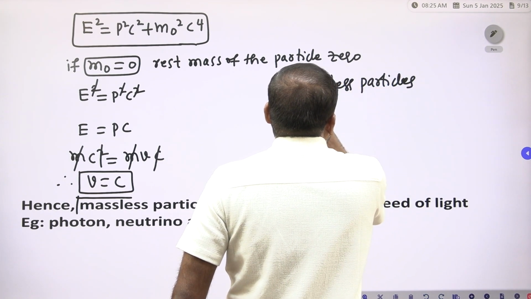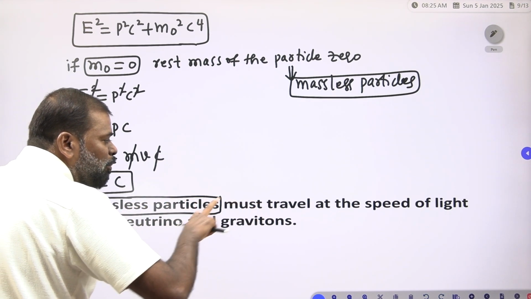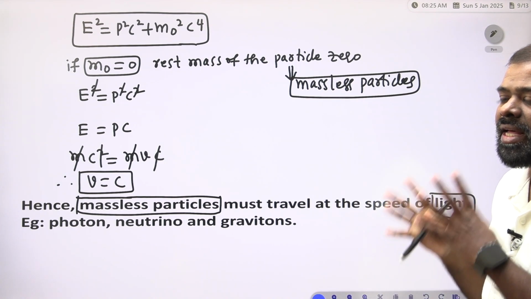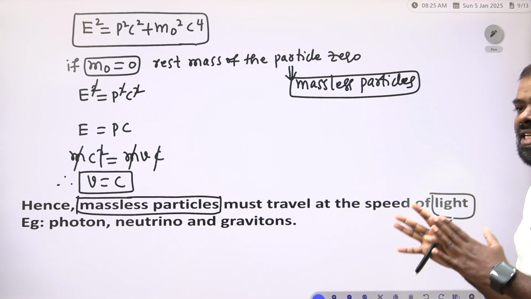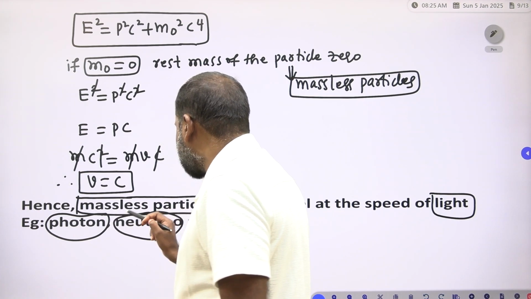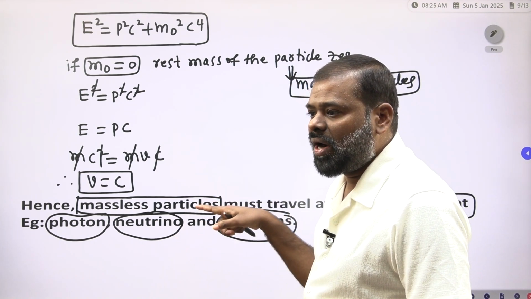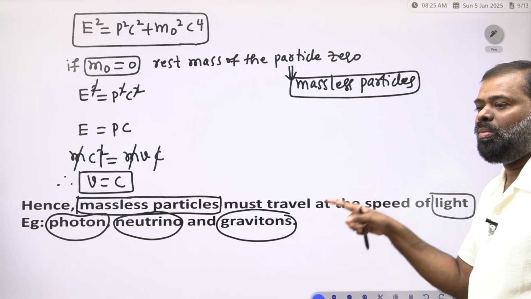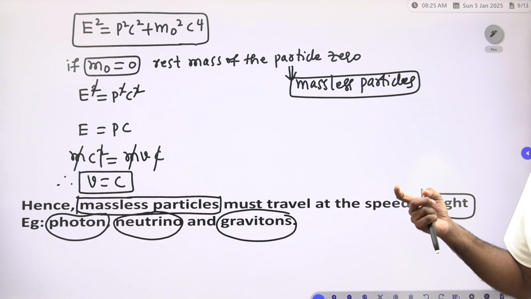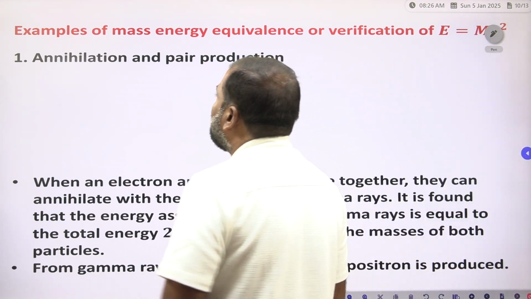Photons and neutrinos are massless particles, hence massless particles must travel at the speed of light. What are the examples of massless particles? Photon is an example, neutrino is an example, and gravitons are an example. These massless particles must travel at the speed of light. We have to tell this. So now we have to explain, already I told the examples of the mass energy equivalence principle.